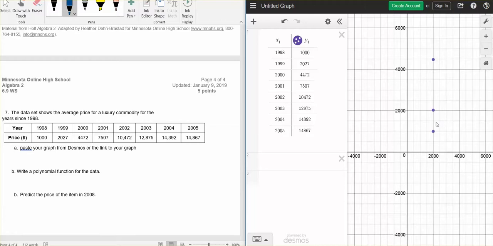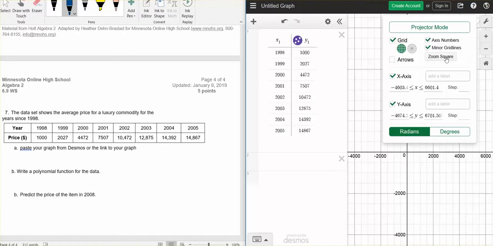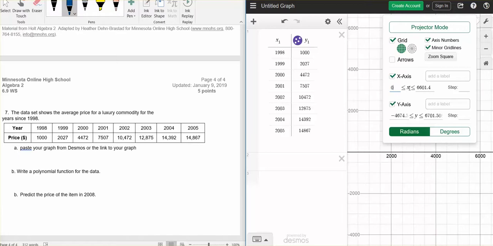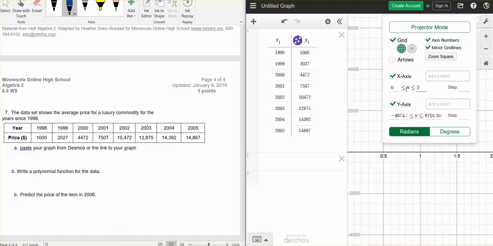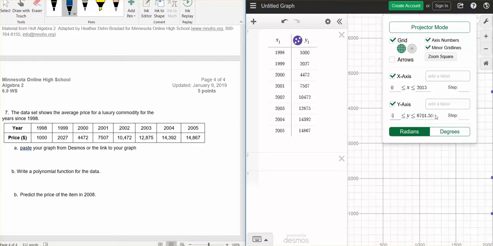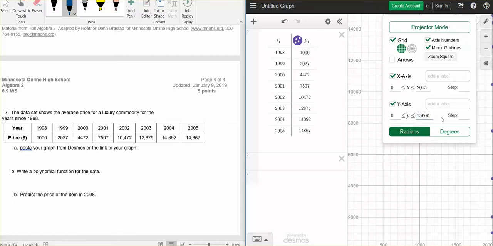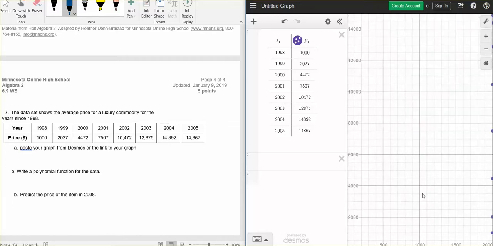So my data, it looks like it's all lining up in a straight line. That's because my axes are not set very well. So click on the wrench tool to change what you see for the X and Y axis. For the X axis, I'm going to start at 0 and go up to like 2015. For the Y axis, I'm going to start at 0 and go up to like 15,000. And then just click back on the graph to see the data.